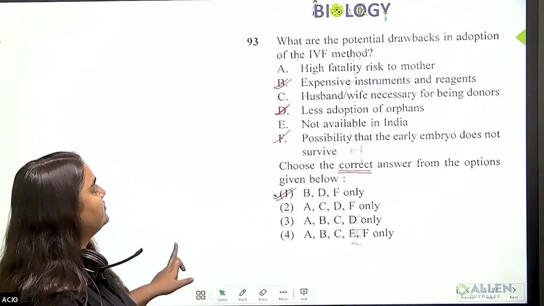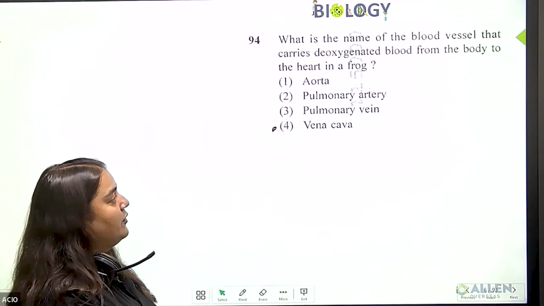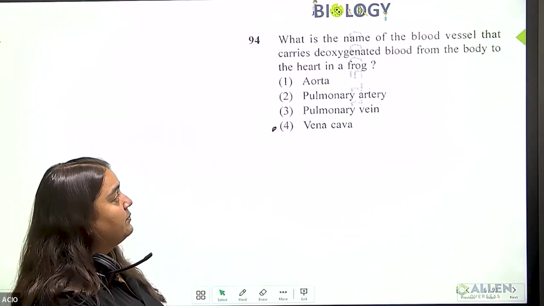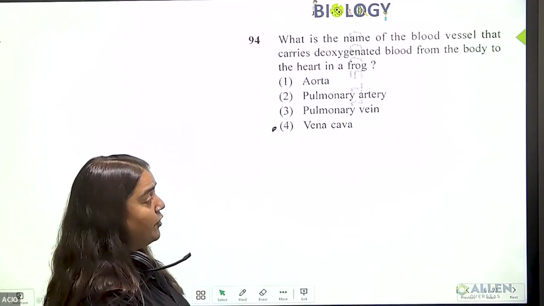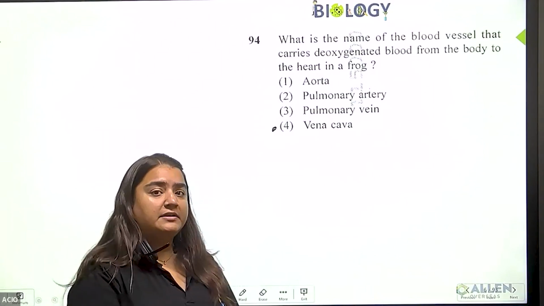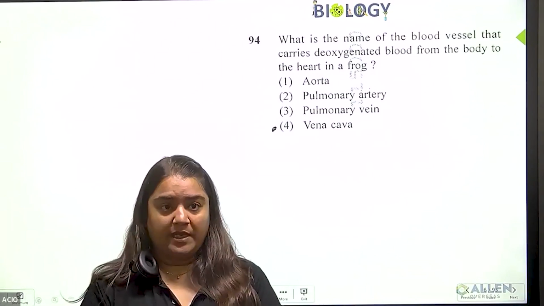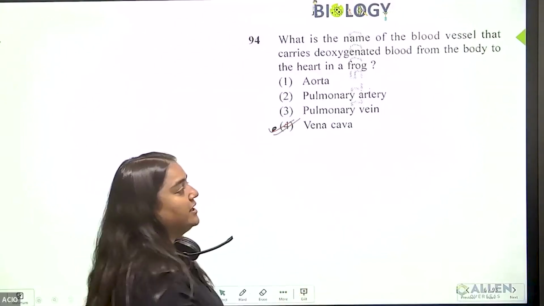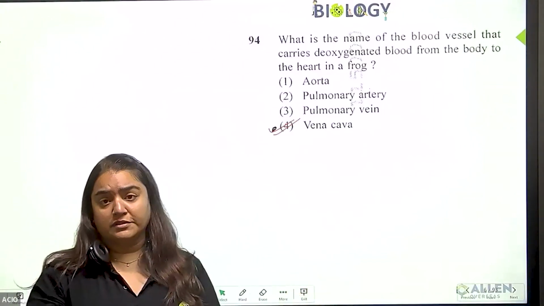Let's move on to the next question. What is the name of the blood vessel that carries deoxygenated blood from the body to the heart in a frog? We all know that veins carry the deoxygenated blood. And over here we have the vena cava, which carries the blood from the body organs to the heart for oxygenation.